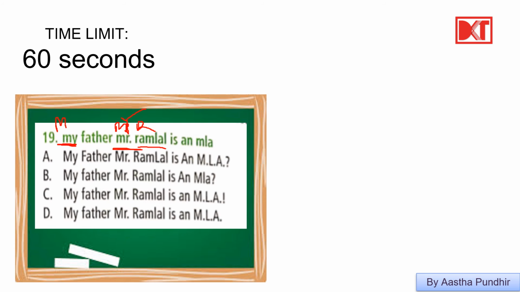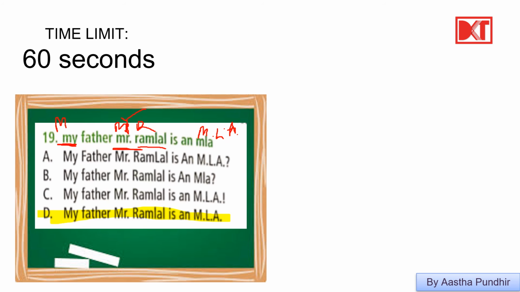Why? Because it is an abbreviation. M-R dot is an abbreviation of Mister. Then Ramlal, for that R is supposed to be capital. Then an MLA, and MLA here is M dot L dot A dot, and this will have a full stop as well. So which is the correct answer here? Here it will be D.